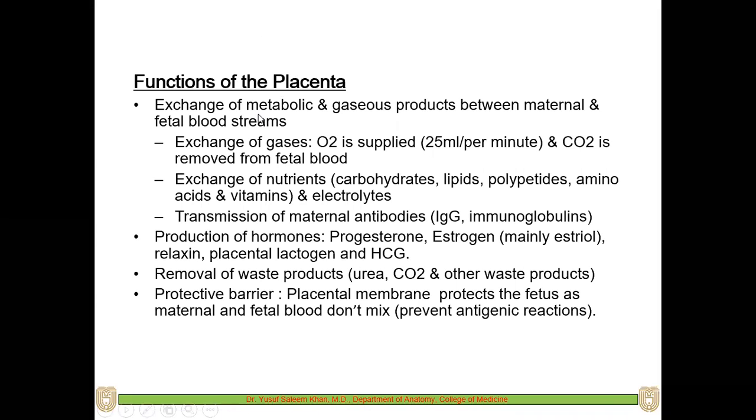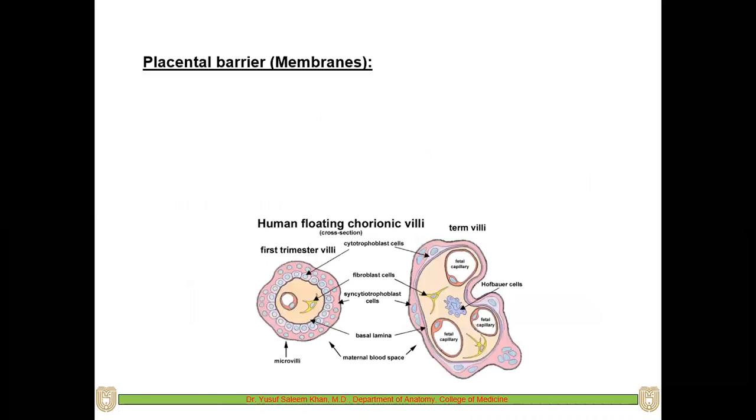One is the exchange of metabolic substances as well as the gaseous exchange, then the production of the hormones, removal of the waste products, as well as the protective barrier. Now we'll see what is the protective barrier. What is the barrier here?